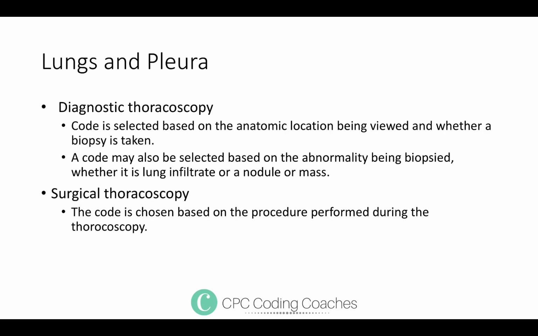The diagnostic thoracoscopy code is selected based on the anatomic location being viewed and whether a biopsy is taken. A code may also be selected based on the abnormality being biopsied, whether it is a lung infiltrate, or a nodule or mass. For a surgical thoracoscopy, the code is chosen based on the procedure performed during the thoracoscopy.